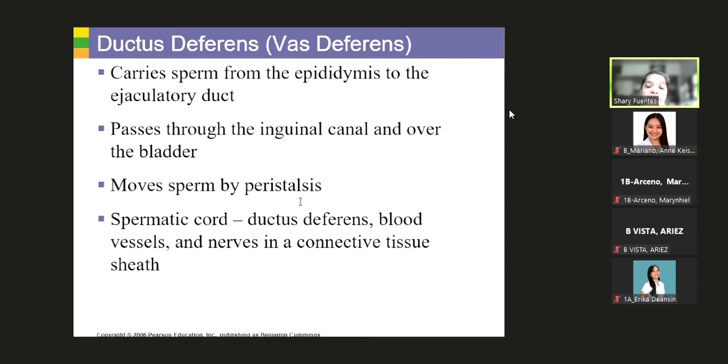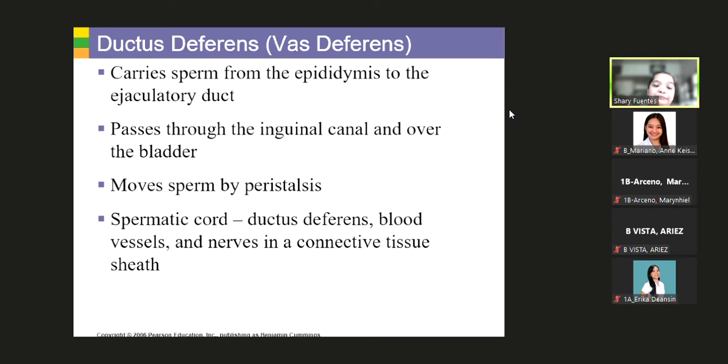May butas doon sa abdominal muscle para doon makadaan si vas deferens. No? Okay, so that is, and then paikot siya sa bladder and then papunta sa may harapan banda. Then lalabas doon sa urinary bladder, okay, and enters into the urethra.